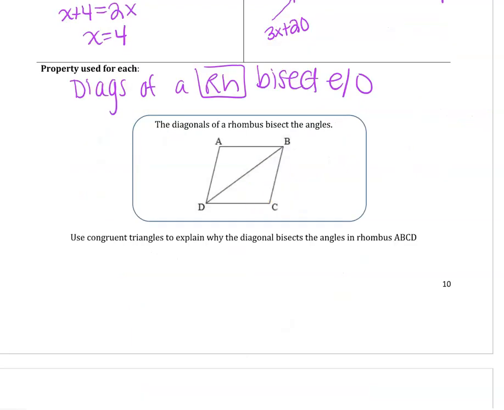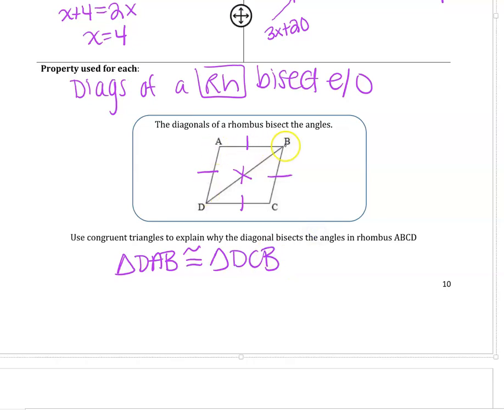Okay, so another property to know about the diagonals of a rhombus is that they bisect the angles. So I'm going to use congruent triangles to help explain why this is true. Because it's a rhombus, I know all the sides are congruent. I'm also seeing that there's a shared side between these two side-by-side triangles. So based on this work, I know that triangle DAB is congruent to triangle DCB. So DAB, DCB. And that's by side, side, side.